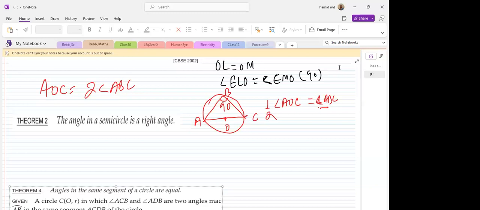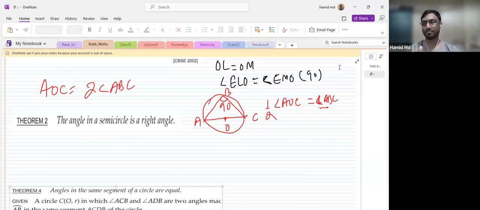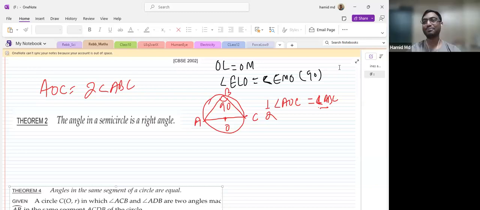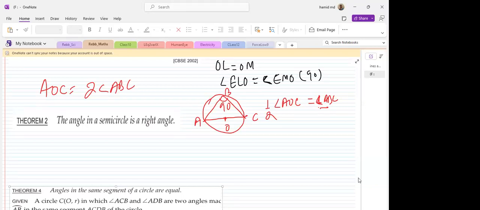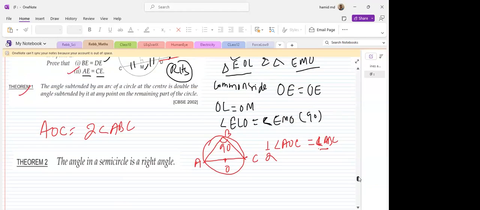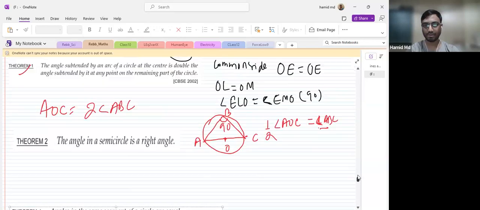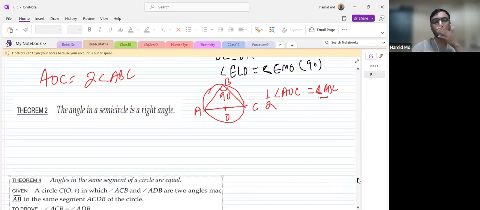So I remember that I read in Hindi: कि विर्त के केंद्र पे बना कोण विर्त के शेष भाग पे बने कोण का दूना होता है. So the statement of the theorem I still remember. So you have to keep it in mind. If you know it, you will be doing questions without any confusion. So this was the statement.